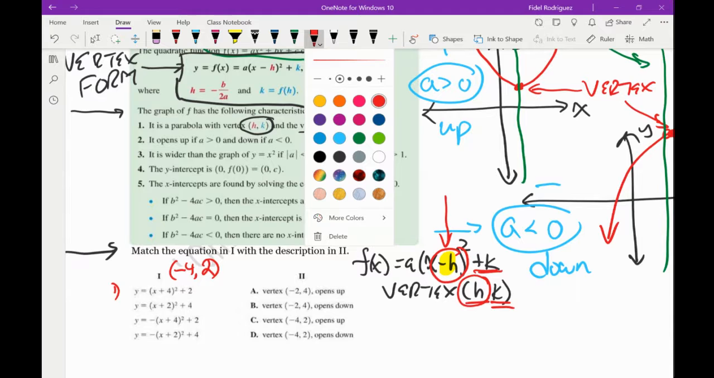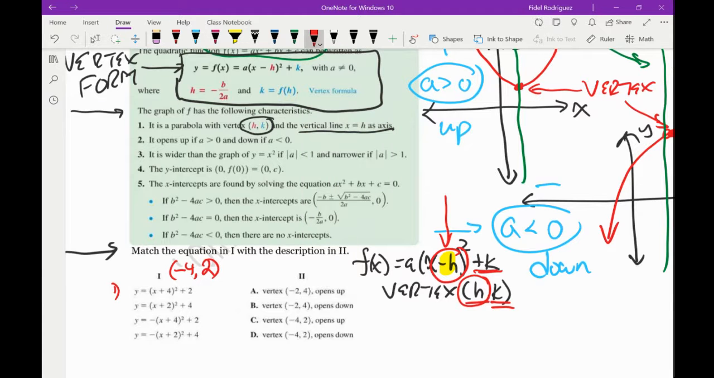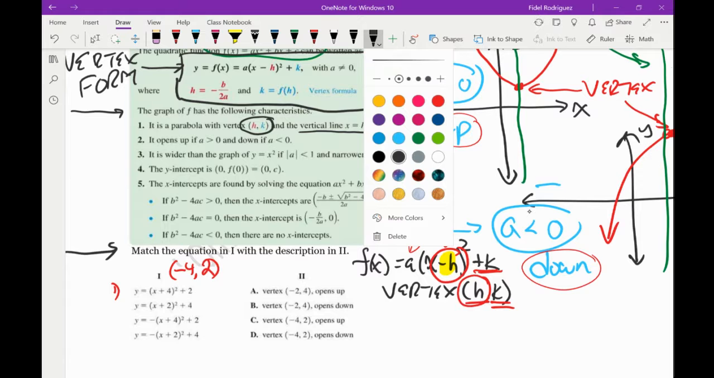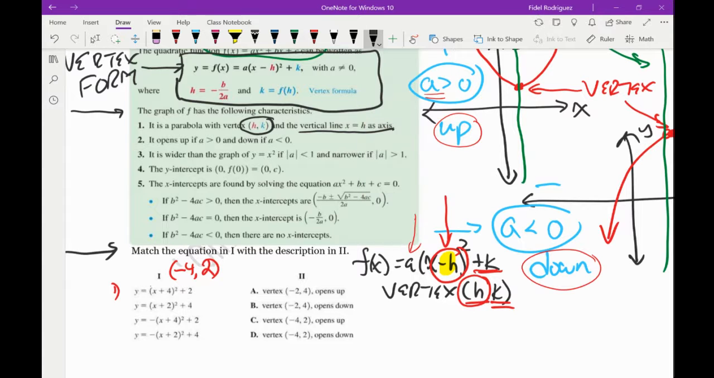And then the next thing I need to figure out is, how do I know if the graph's going to open up or down? The way we know whether it'll open up or down is we're going to look at the sign of the number A. Now, the number A is the number that's in front of my parentheses. So if I look here, even though I don't quite see it, that number really is the number 1. And since it's positive, this graph's going to open up.